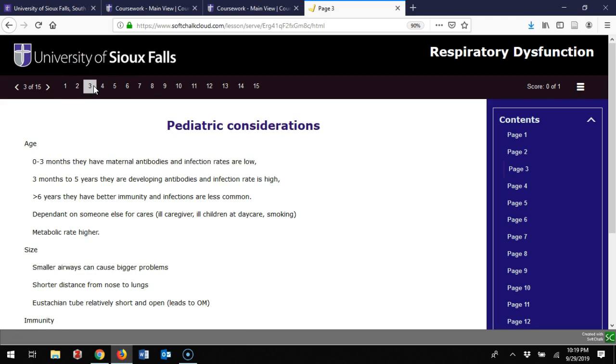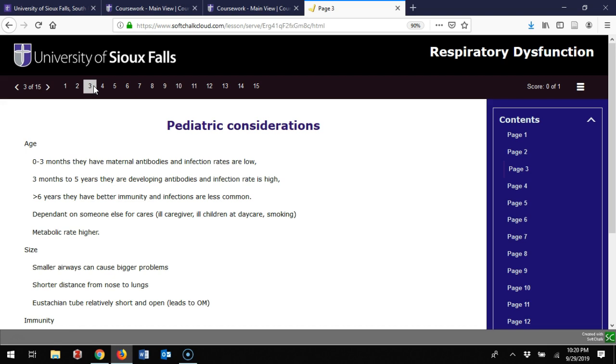So some considerations in the pediatric population is that when they're very young, they still have some maternal antibodies and their infection rates are really quite low. Between the ages of 3 months to 5 months, those antibodies wane and their infection rate is quite a bit higher. So these kids tend to get sick very frequently and very often. When they get to be age 6 or above, their immunity is better because they've been exposed to these things. But you're going to see that this period when they start going out of the house, when they go to daycare, when they go to kindergarten, when they go to these different environments, they're going to pick up different respiratory infections because they're going to get exposed to these things.